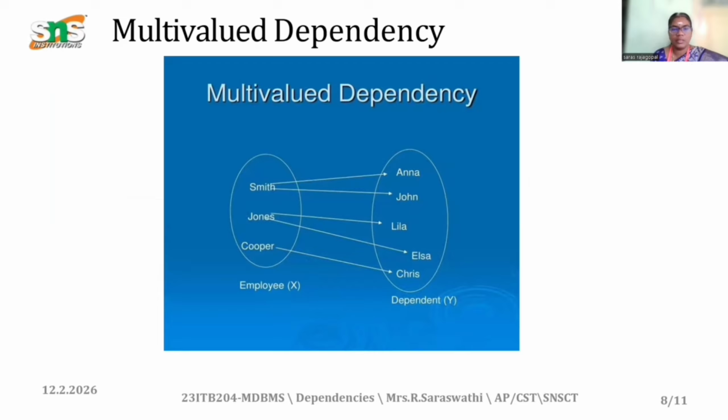Multi-valued dependency: if one attribute is associated with more than one value of another attribute. For example, for employee X and dependent Y, employee X contains the values Smith, Jones and Cooper. Smith has two values, Anna and John. Jones has two values, Lila and Elsa. Cooper has one value, Cheris.